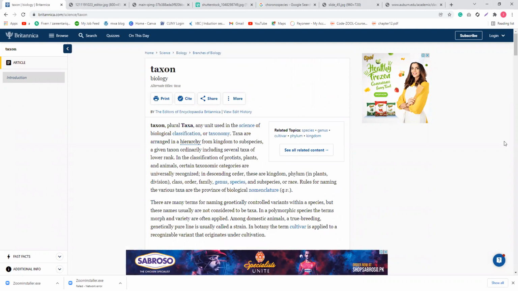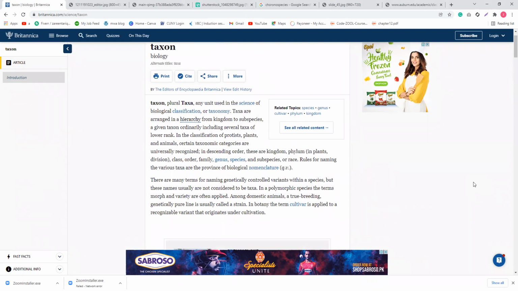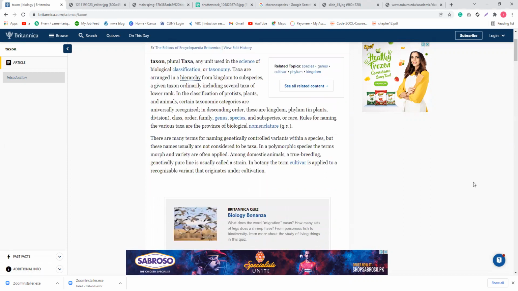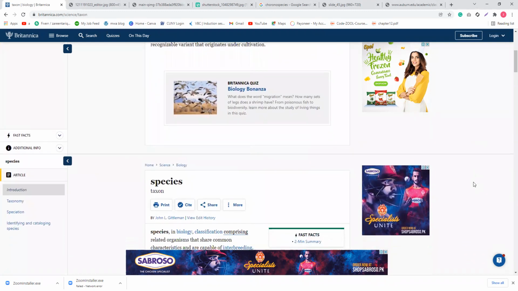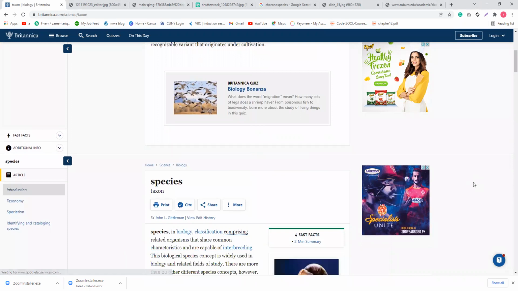A given taxon ordinarily includes several taxa of lower rank, and you all know these: kingdom, phylum, class, order, family, genus, species, and subspecies. All these are taxa, and a single species or a family is called a taxon. Very easy. This is used for the naming of species in the nomenclature of organisms.